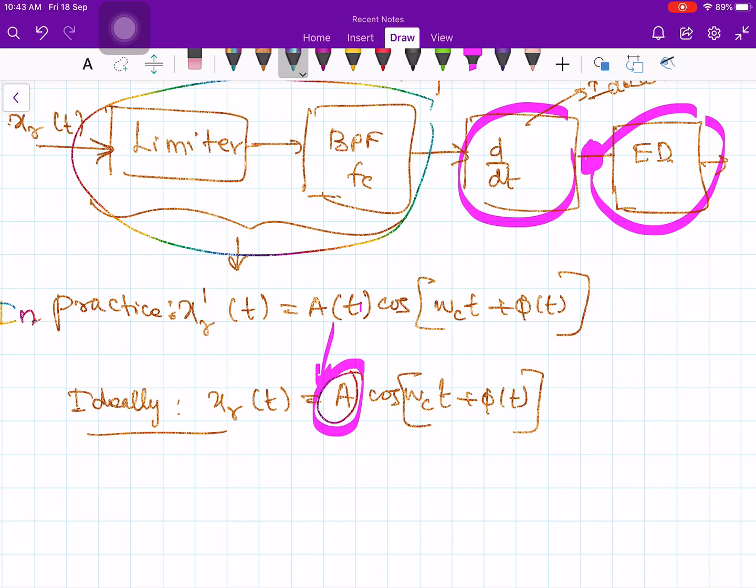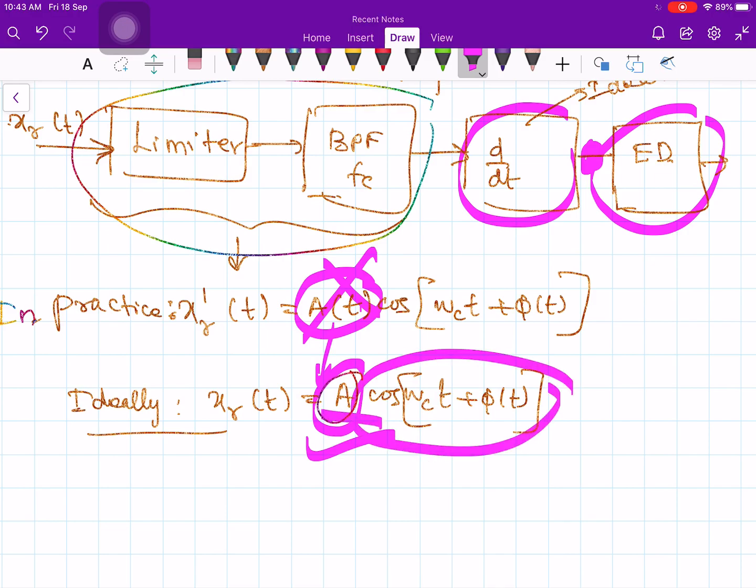A of t we don't want, what we want is A only. So what we need to do is convert to our good old XR of t, which is A times cos of omega ct. So this A of t has to be converted into A. That is our objective. For that reason only we are using this bandpass limiter followed by a bandpass filter.